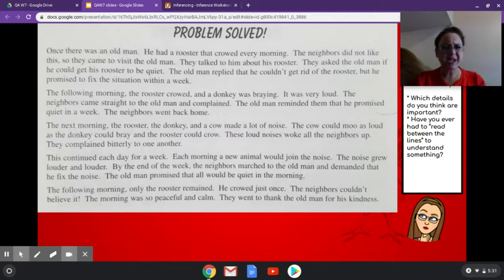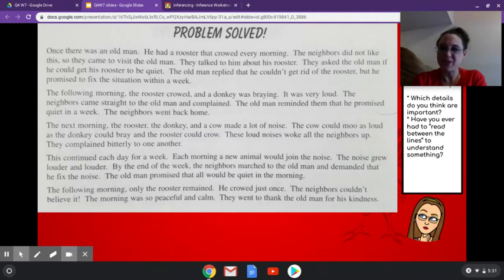They continued each day for a week. Each morning, a new animal would join the noise. The noise grew louder and louder. By the end of the week, the neighbors marched to the old man and demanded that he fix the noise. The old man promised that all would be quiet in the morning. The following morning, only the rooster remained. He crowed just once, and the neighbors couldn't believe it. The morning was so peaceful and calm. They went to thank the old man for his kindness.